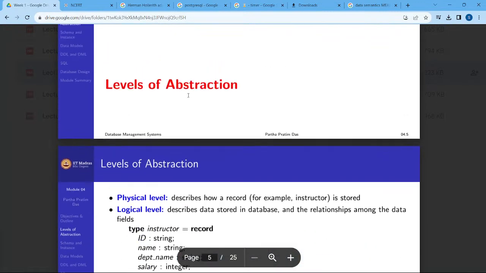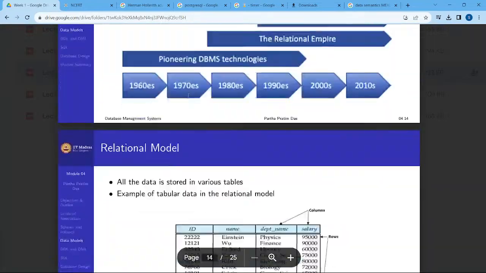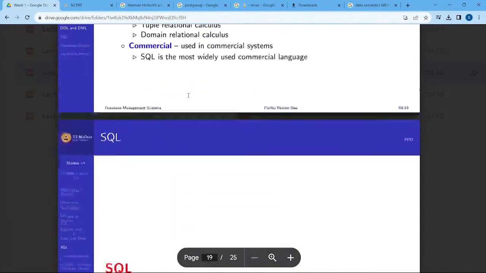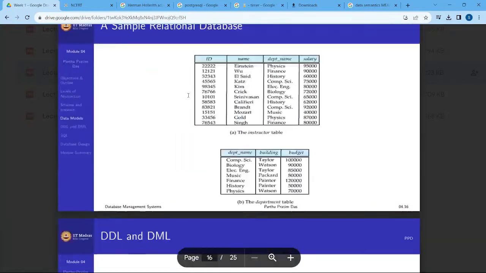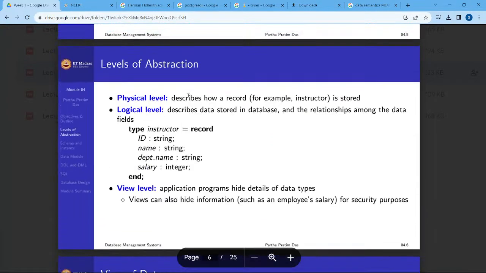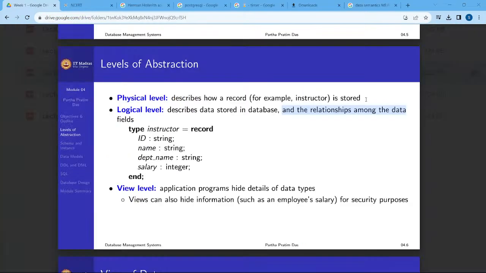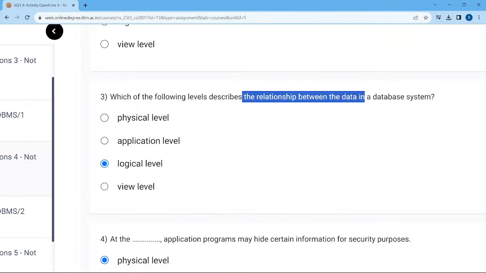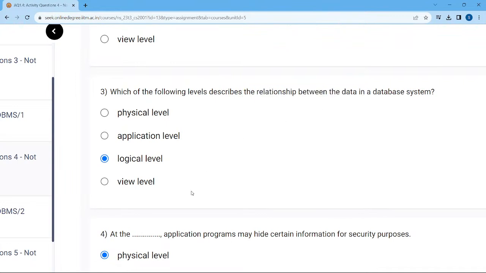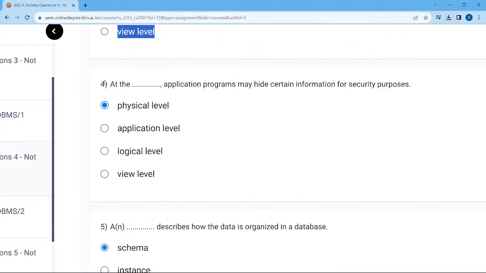Schema instances. It comes later on. Where is it? I think I'm scrolling too fast. Okay, view level. Application hides the detail. Records shows the relationship amongst the data fields. Okay, so that is logical level. It shows the relationship among the data fields, but this is between data. I think this one might be incorrect, but let's move forward and come to this later on.